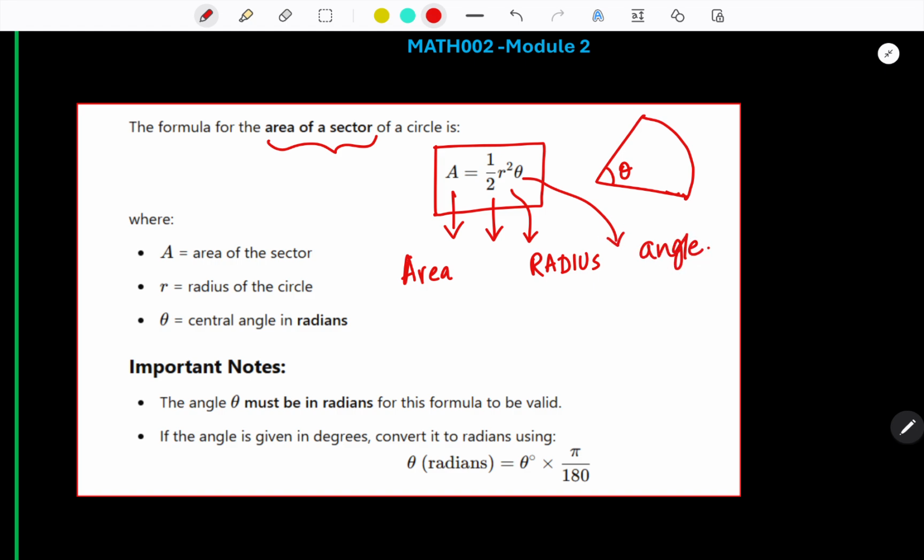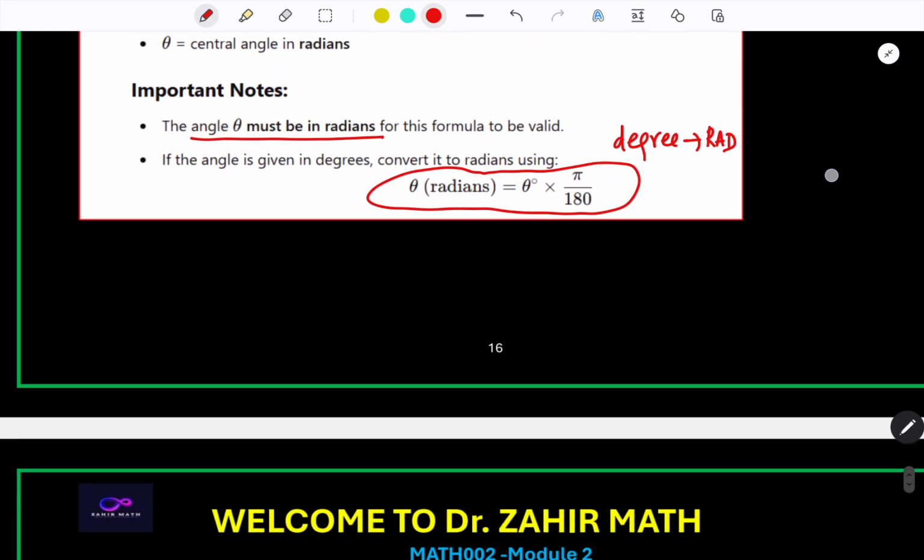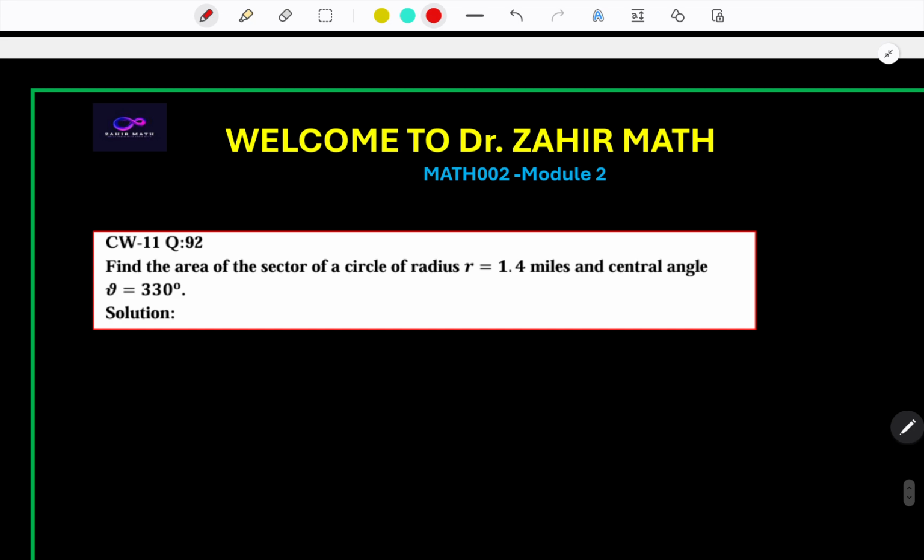Here also you should be very careful. The angle must be in radians. If the angle is not in radians, if it is given in degrees, for example, you need to convert into radians using this formula which we studied in the last video. Right.